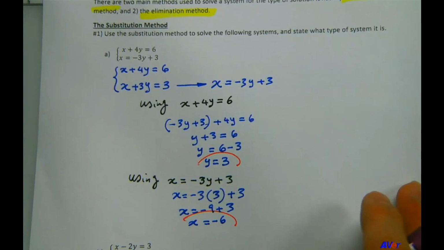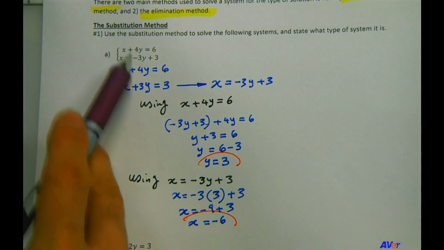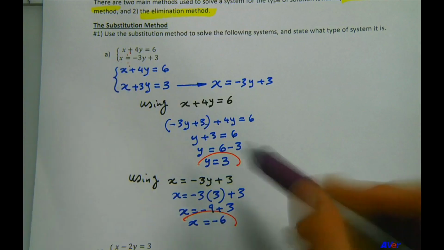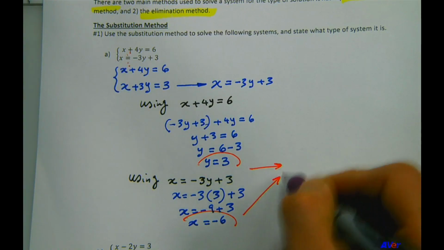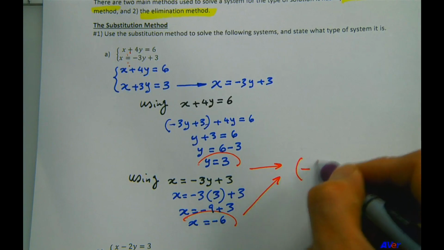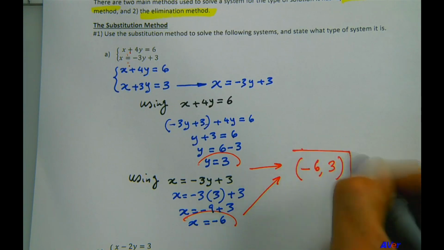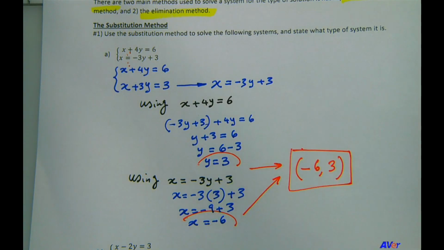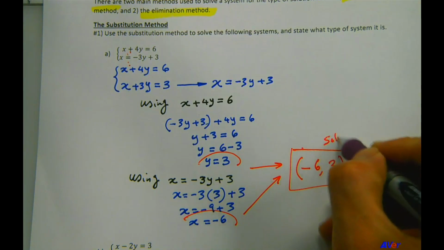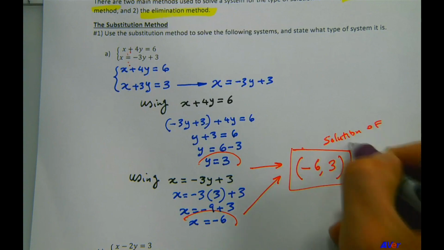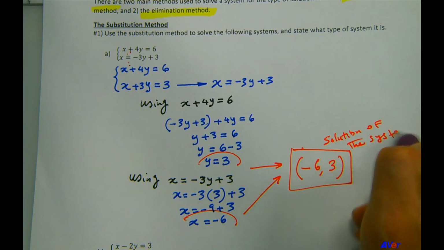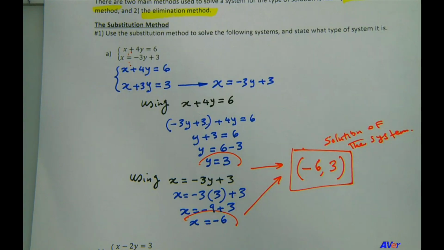So what have we discovered? We've discovered that these two lines in the system intersect each other at one point. And the coordinates of that point are minus 6, 3. Okay? That's called the solution of the system. The two lines intersect each other at that point. All right?